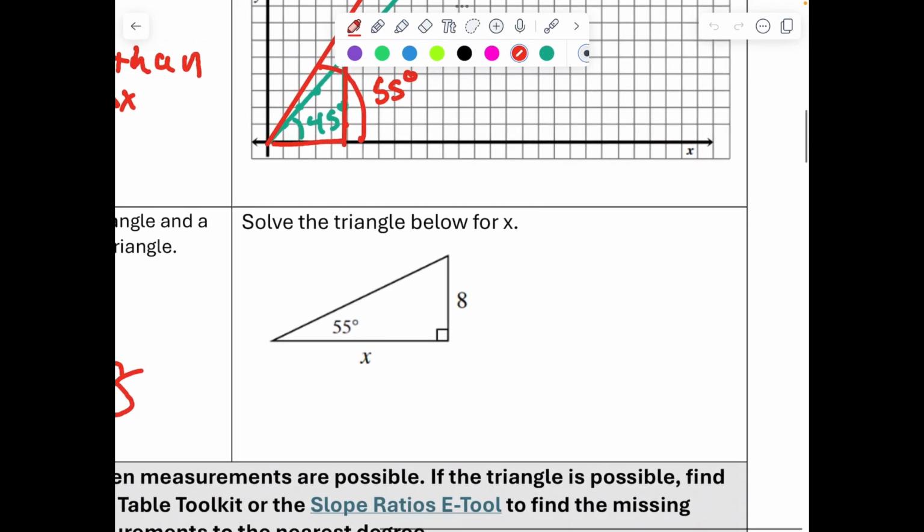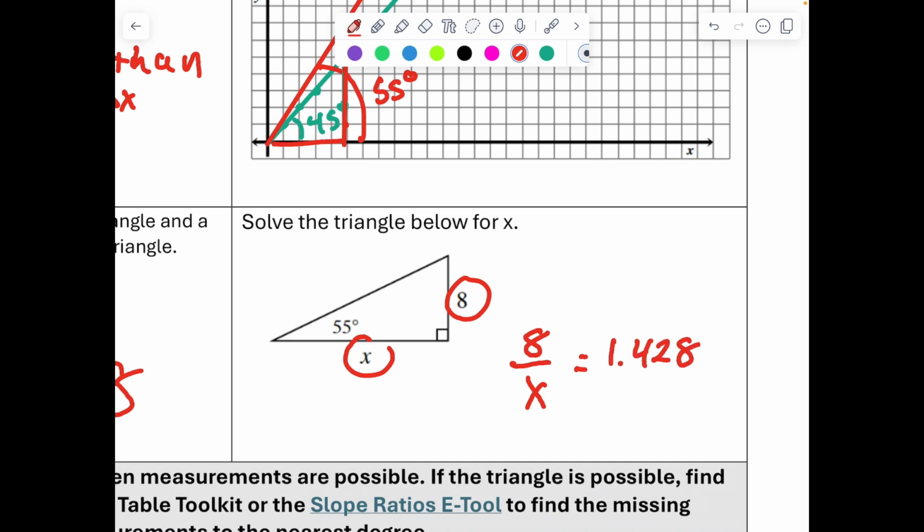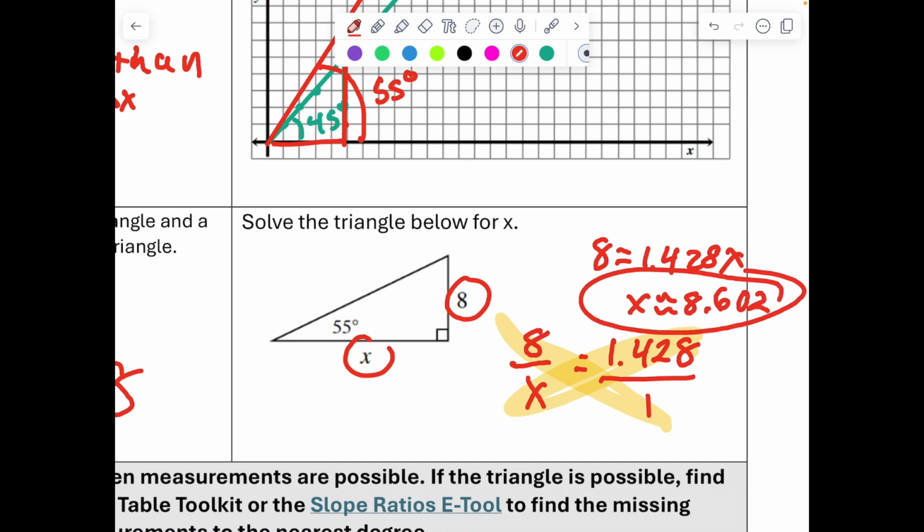So using that, they want us to find the triangle below. So change in y over change in x, this is 8 over x. And again, we just learned for 55, this is equal to about 1.428. I'm going to put this over 1 so I can cross multiply here. So 8 equals 1.428x. Divide both sides by 1.428, and x is about, we're going to use these squiggly lines because it's not an exact number, about 8.602.